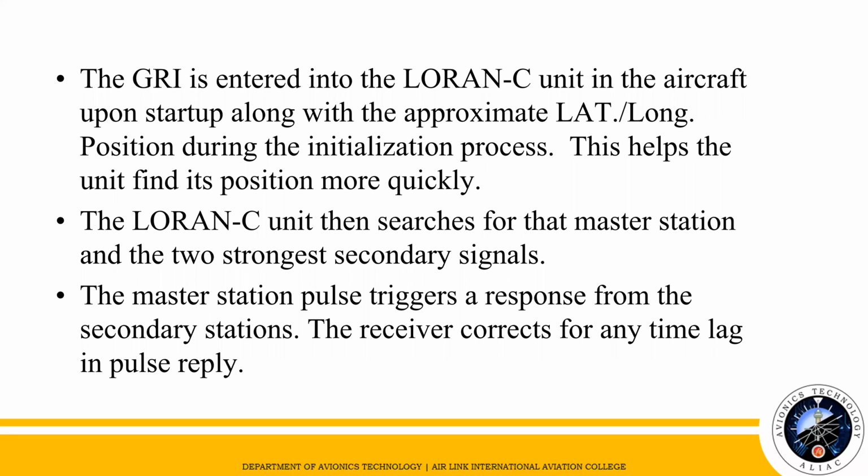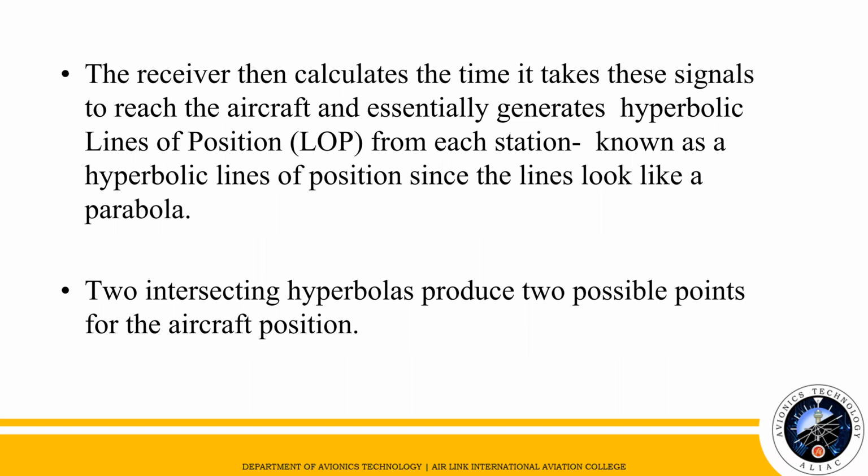The master station pulse triggers a response from the secondary station. The receiver corrects for any time lag in pulse reply. The receiver then calculates the time it takes the signals to reach the aircraft and essentially generates a line of position, or LOP, from each station, known as a hyperbolic line. The lines look like a parabola. Two intersecting hyperbolas produce two possible points for the aircraft position.